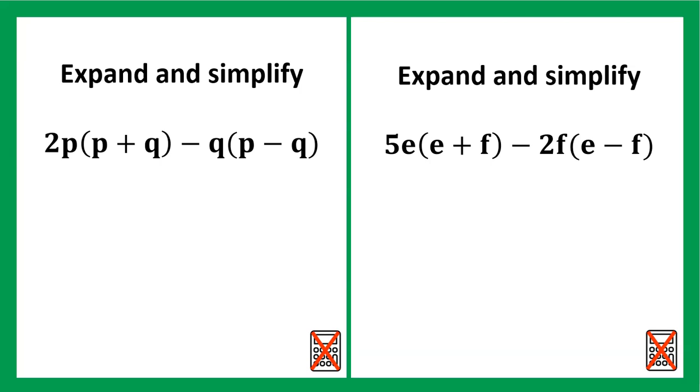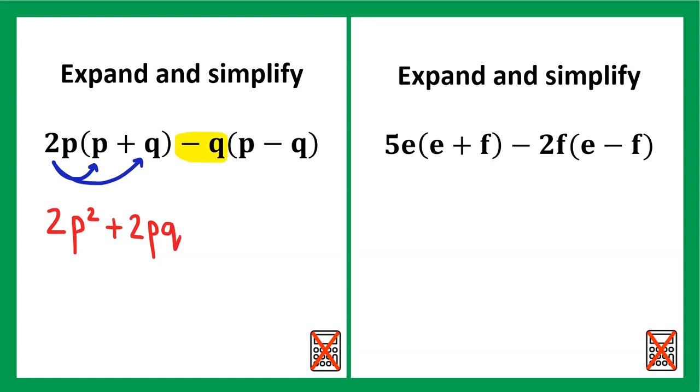On to the advanced questions. These are some of the trickiest types of questions that you're likely to find on this topic. Firstly, we have 2p multiplied by p, which is 2 lots of p squared. Next, 2p times q, which would be 2pq.